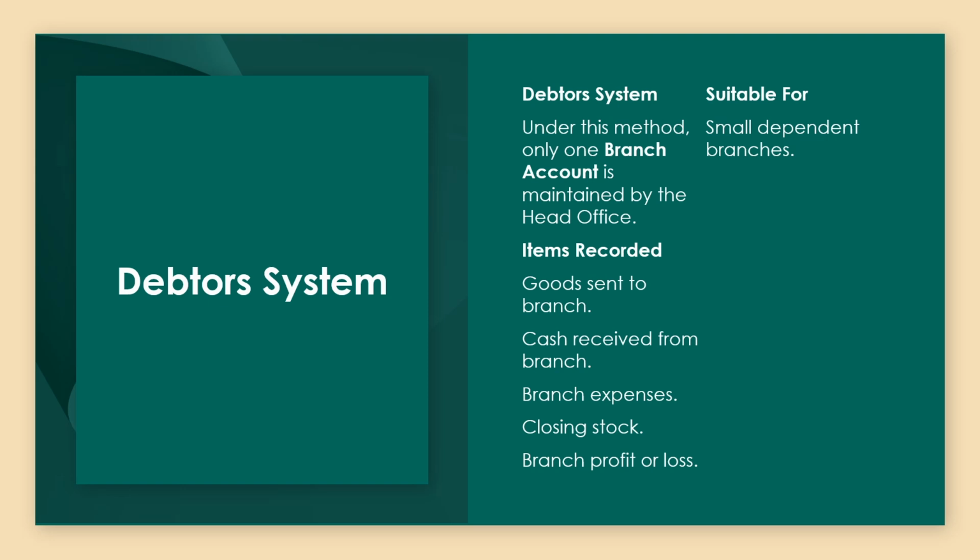Debtors system. The debtors system is the simplest method used to maintain the accounts for the dependent branch. The branch account records goods sent to the branch, cash received from the branch, expenses, closing stock, and branch profit or loss. Advantages: simple to maintain, suitable for small branches, and it requires fewer accounting records.